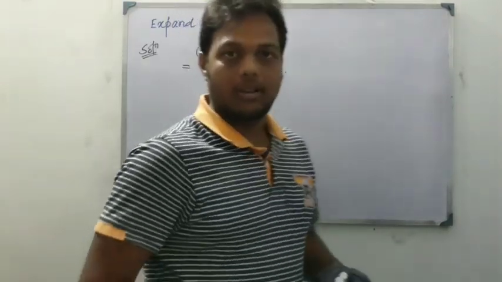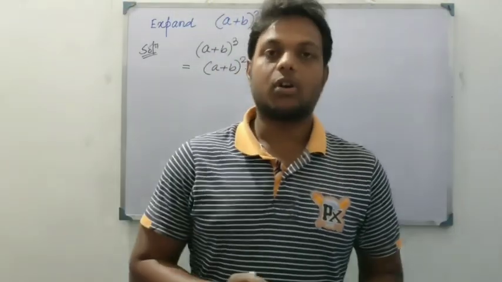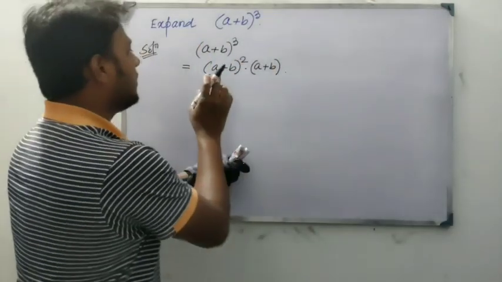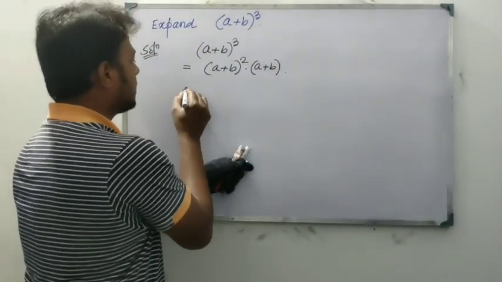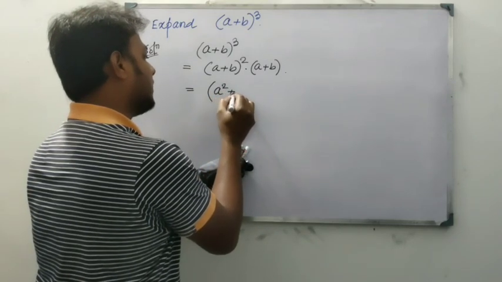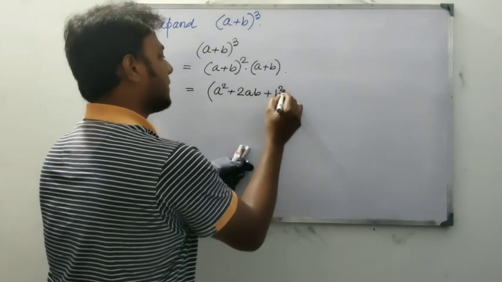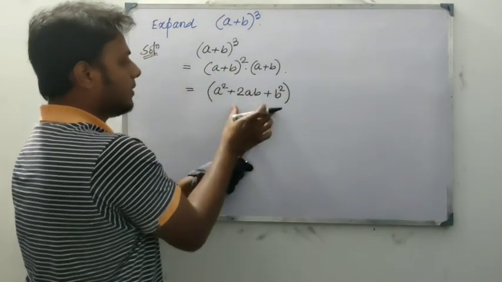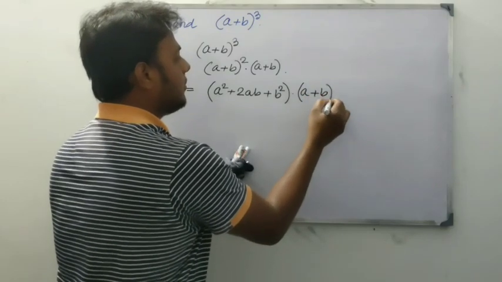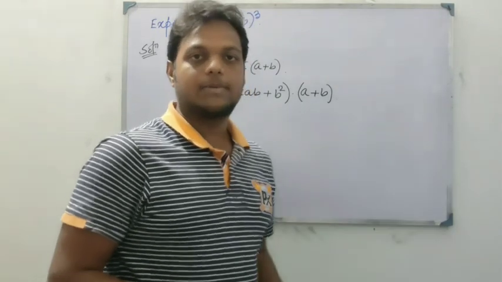Since we have already learned the expanded or simplified form of (a + b) whole square, that's why we will use that. So in the place of (a + b) whole square, we can write a square plus 2ab plus b square. Okay, and (a + b) is left, so (a + b). Now we have to use the distributive property and expand it.